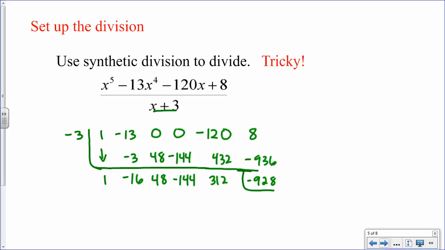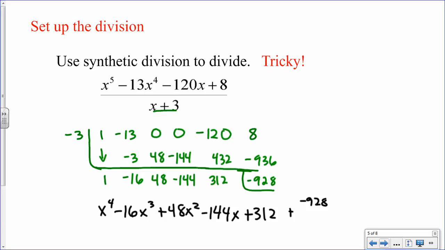Negative 144 times negative 3 is positive 432. Okay, so then when I write my answer, so here's remainder. So 312 is constant. Then I have x squared, x cubed, x to the fourth. So 1x to the fourth minus 16x cubed plus 48x squared minus 144x plus 312, and then plus, or you could write minus here, but negative 928. So if you wrote a minus here, then you wouldn't put the negative here. Over your original divisor, which was x plus 3.